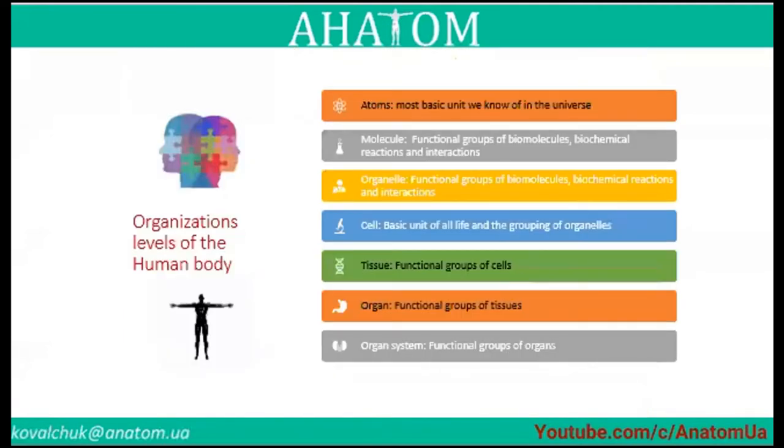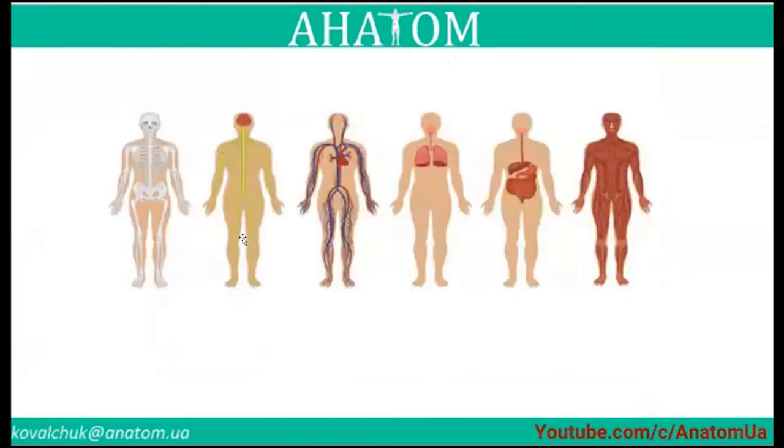You remember the organization levels of the human body. Today we talked about tissues, organs and organ systems. For example, the digestive tract. But in this picture, for example, the internal organs in splanchnology are the digestive tract and the respiratory system, but these are not all the internal organs of splanchnology.